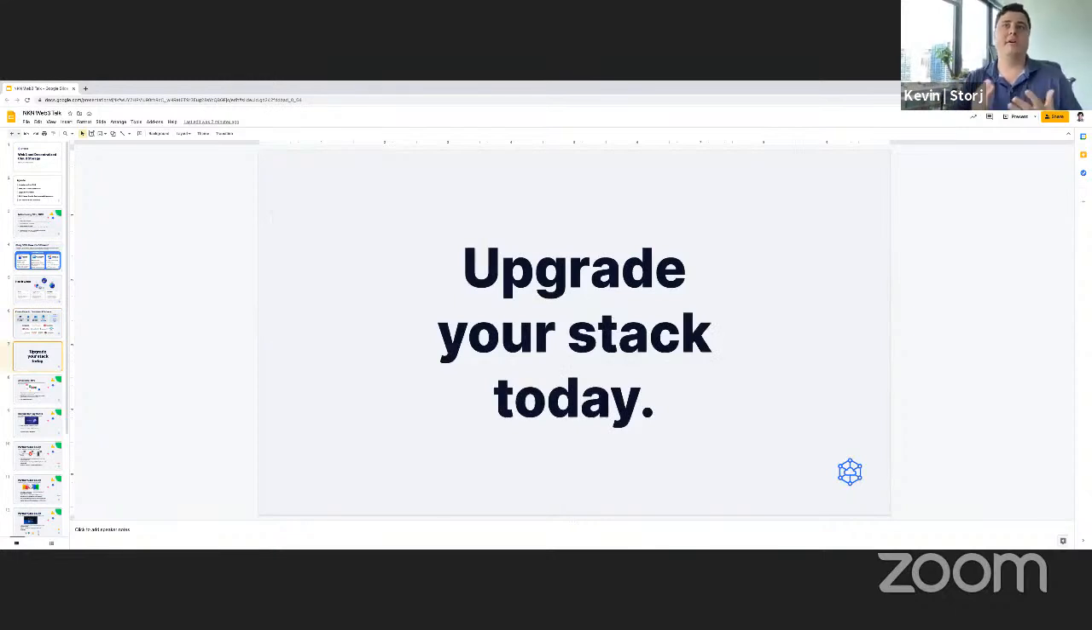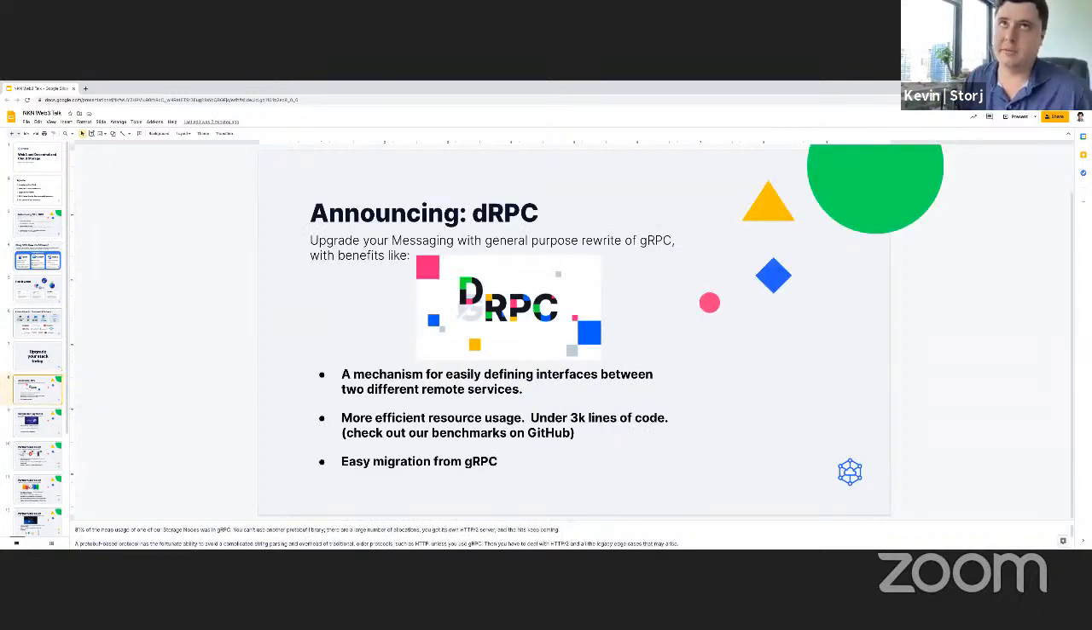So next, we're going to talk about how you can upgrade your stack with Storj. How is Storj differentiated? If you're a developer, why do you want to use Storj? One of the really cool things we announced today was a new gRPC, which enables you to upgrade your messaging stack. This is a complete rewrite of gRPC, the general purpose Go library. We found that 81% of heap usage was through gRPC, so it was really bloated.